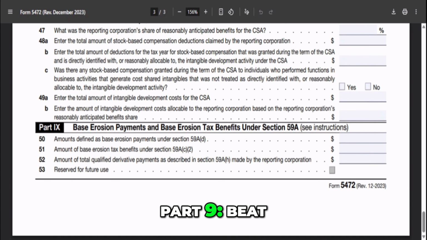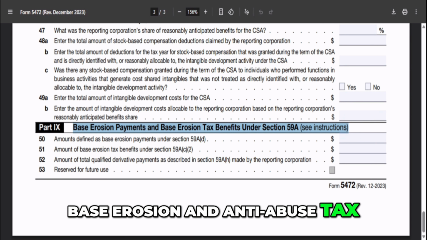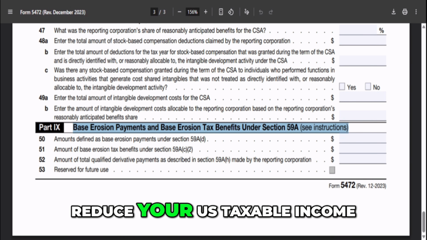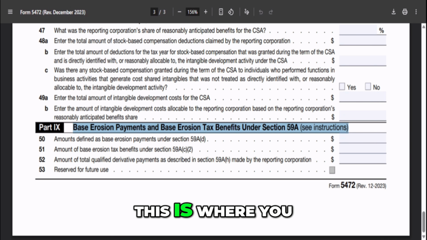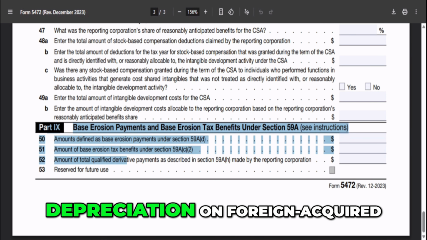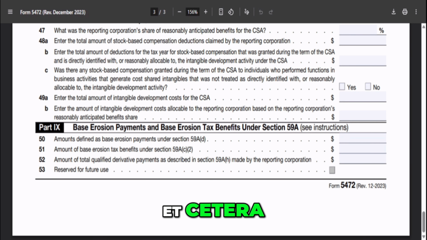Part 9. Base erosion and anti-abuse tax. If you made payments to foreign-related parties that reduce your U.S. taxable income, this is where you show those amounts. Think deductible payments, depreciation on foreign-acquired property, reinsurance, etc.